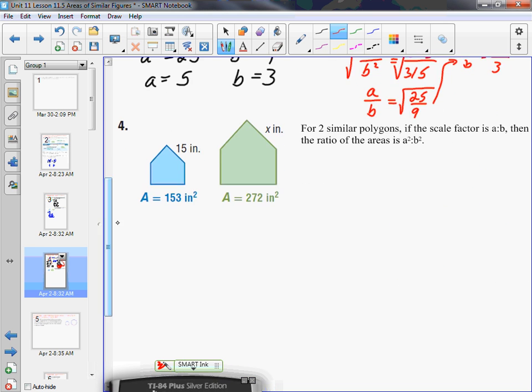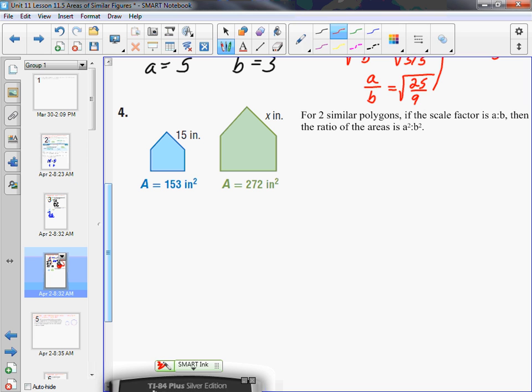All right, number 4. Same thing's going on. You want to approach this one? I want to try the method I started there in blue on this one. Y'all want to try that?